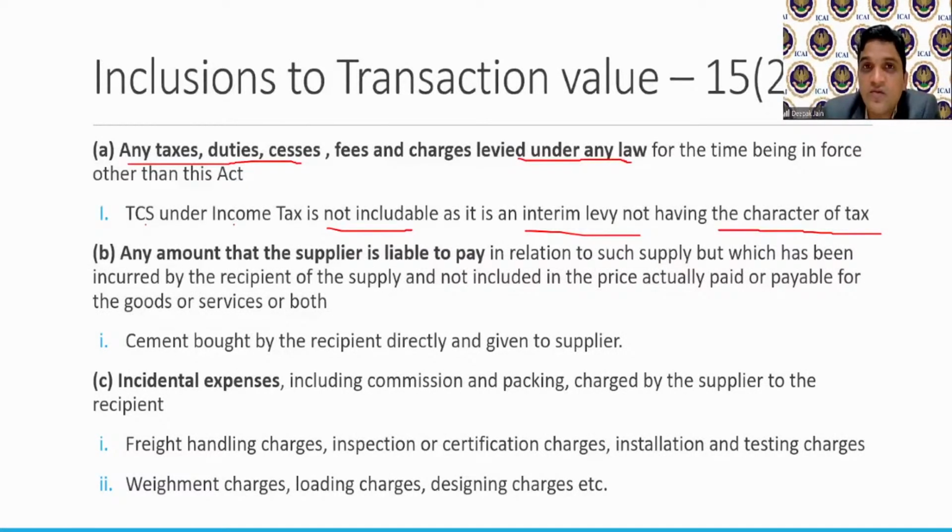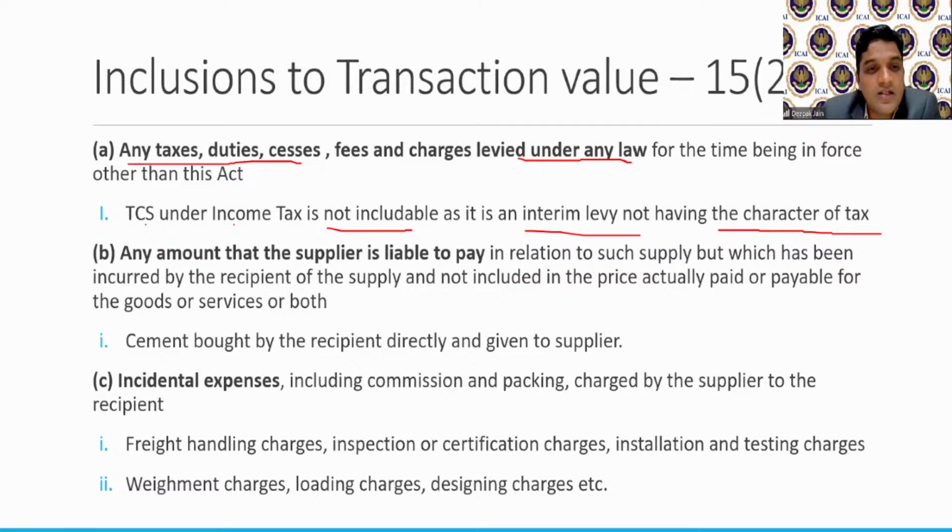So this TCS that we collect, ideally it should be included because what does 15.2 say? Any other taxes other than GST law have to be included. So should I include this 5,000 and charge GST on 1 lakh 5,000? No, I have to still charge on 1 lakh rupees itself. 5,000 is not in the nature of tax. It is in the nature of an interim levy.